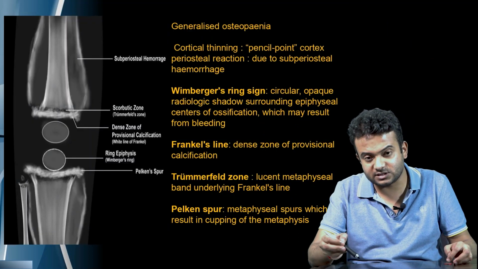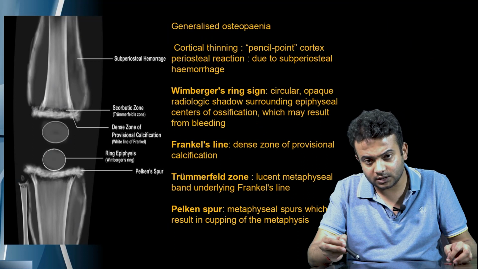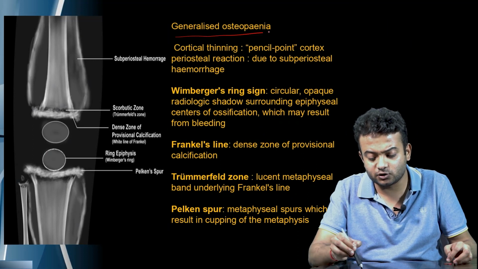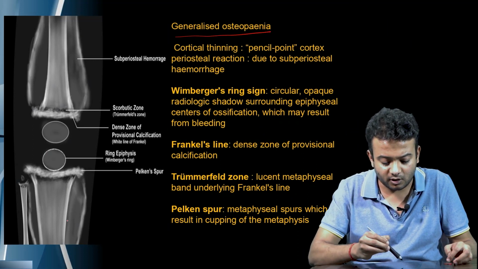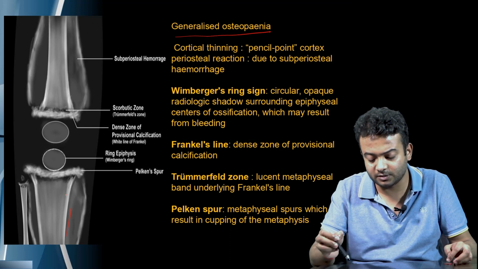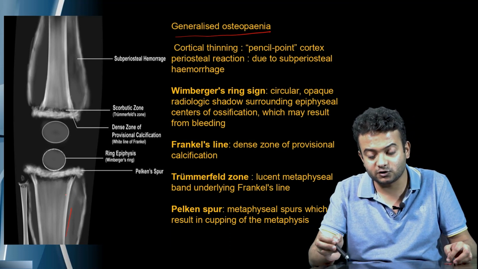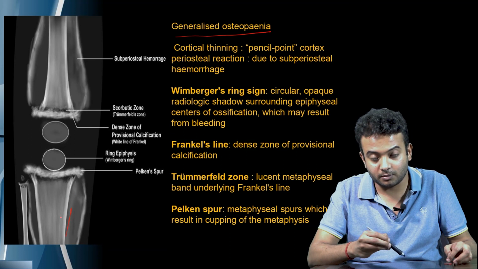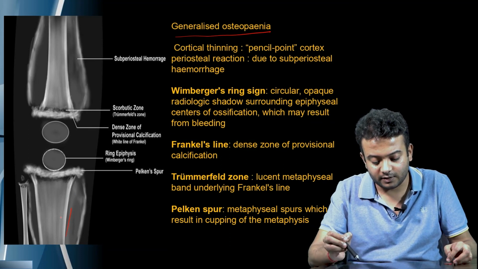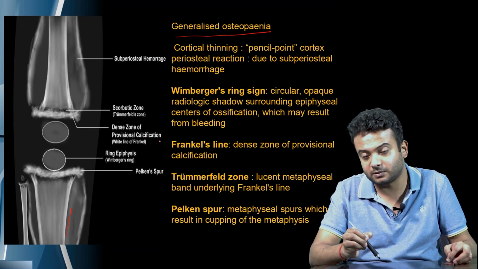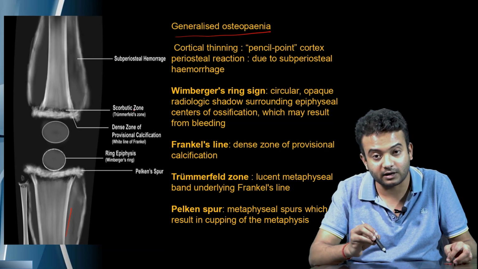And the general features in scurvy are there is a generalized osteopenia in the bone. There will be thinned out cortex. The pencil thin cortex will be present, and this can be due to the periosteal reaction as well, and even because of subperiosteal hemorrhage. And these signs we have to remember, because these are very important for the MCQs.